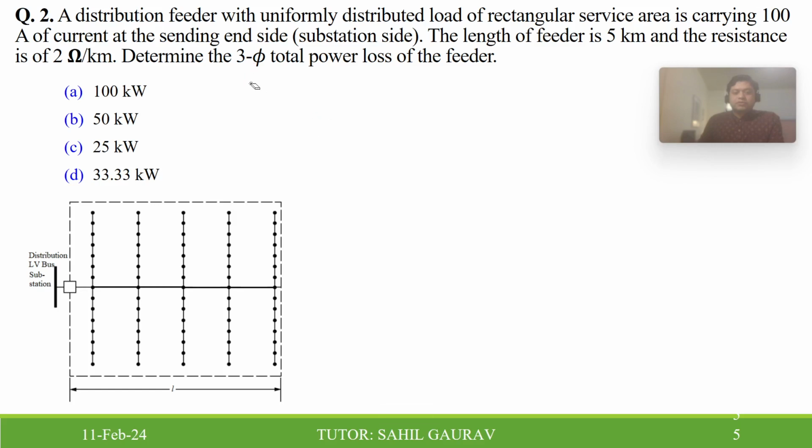In this problem, what are the things we are given? We are given Is, the sending end current, which is 100 ampere, and L is the length of the feeder.